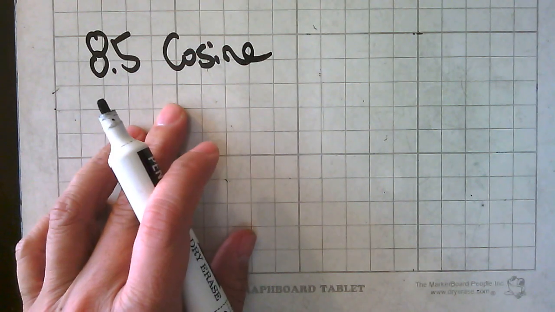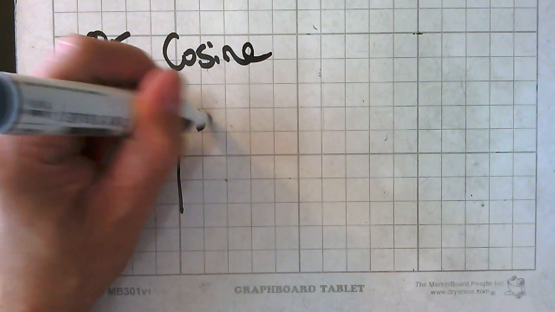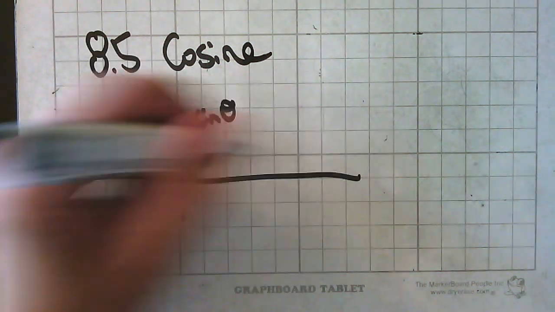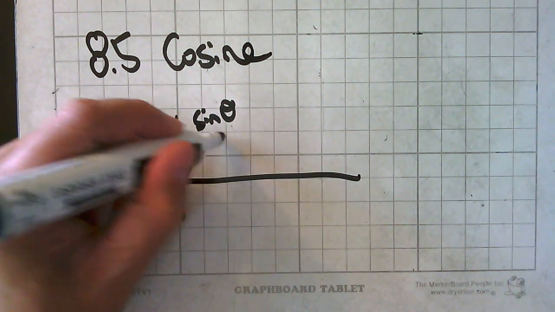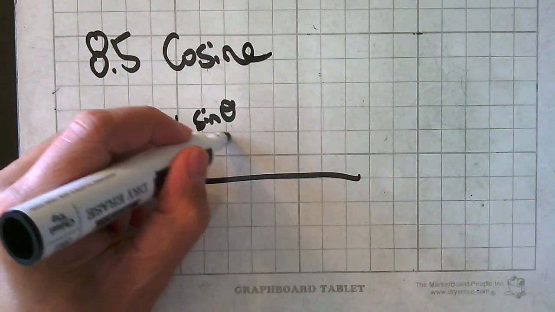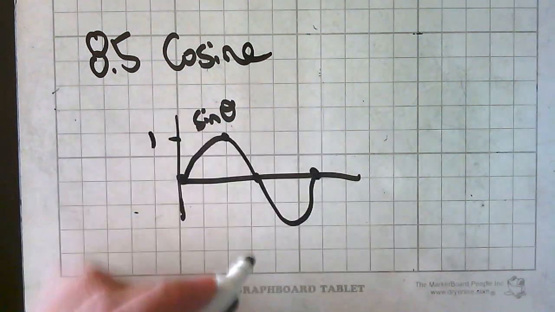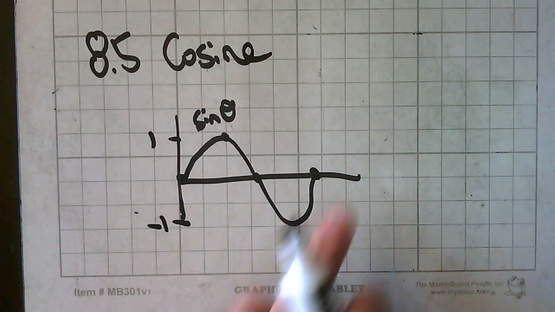So in this section, we're going to be dealing with the cosine function. If you recall the sine function, it starts at 0 in the first quadrant. It goes all the way up to 1, returns to 0, and then goes to -1, and then returns to 0.